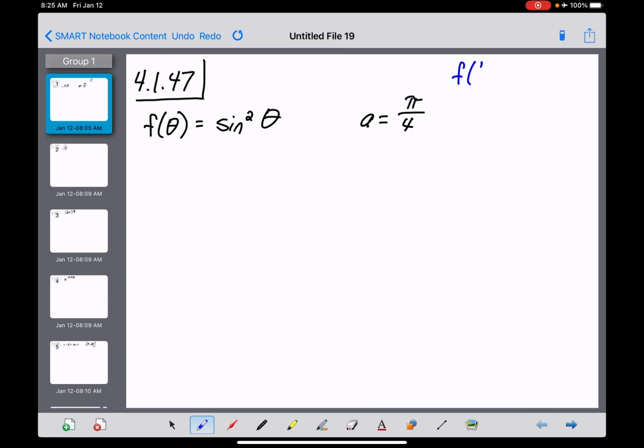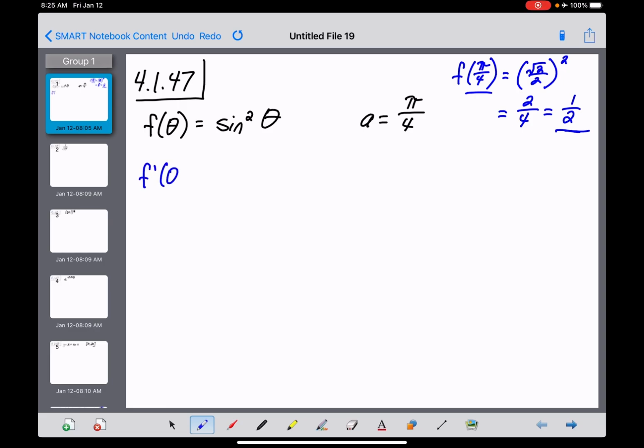So f evaluated at pi over 4 is going to be the sine of pi over 4, which of course is a 45, 45, 90 triangle in our first quadrant. So that's going to be root 2 over 2, but then all of that gets squared. So that's going to get us a 2 on top and a 4 on bottom, which is a 1/2. So right there, we've got our point of tangency, pi over 4, and then 1/2 for the y coordinate. The harder part of this problem is coming up with the slope of our tangent, and that's going to come from our derivative.